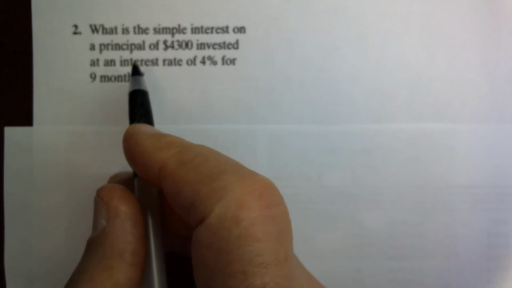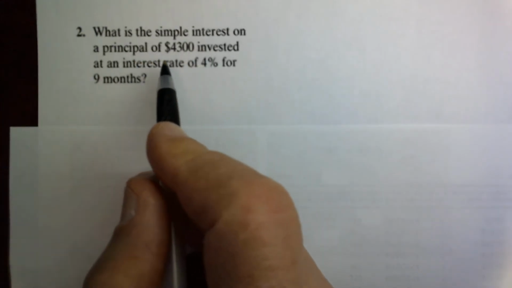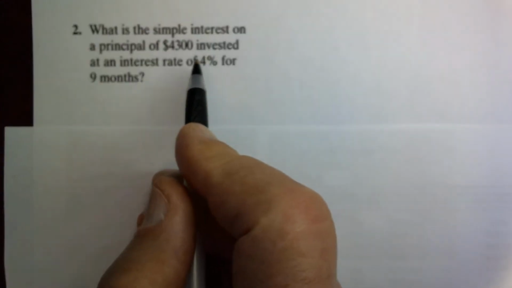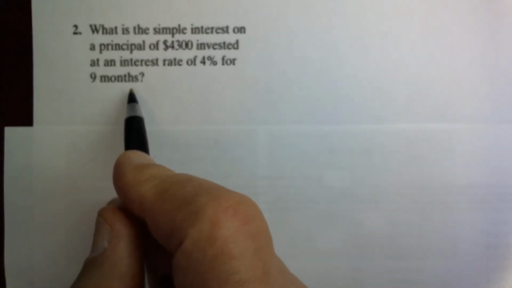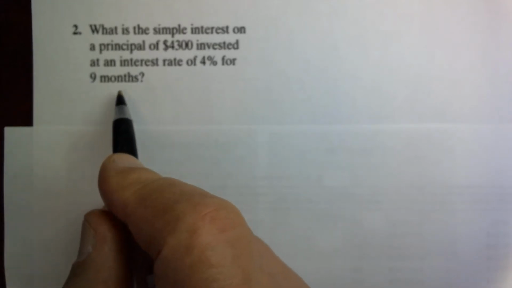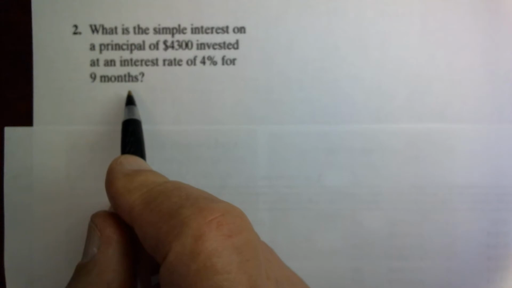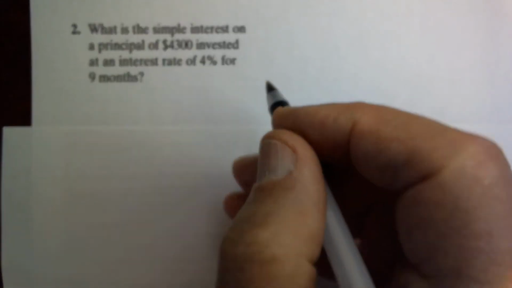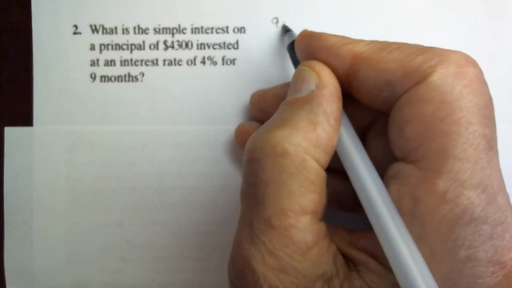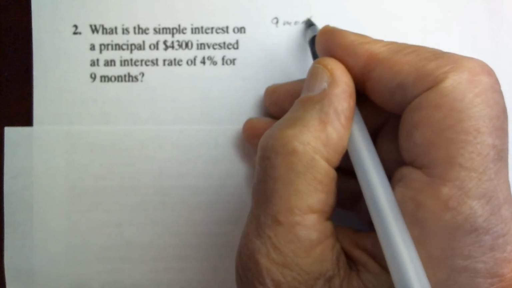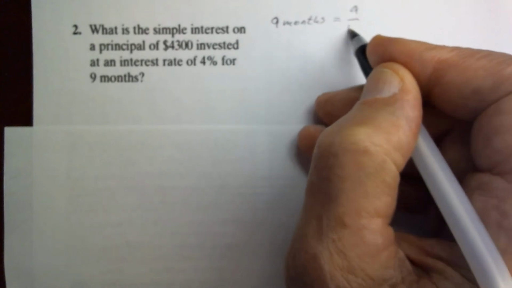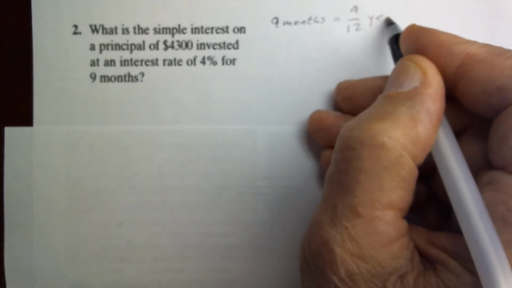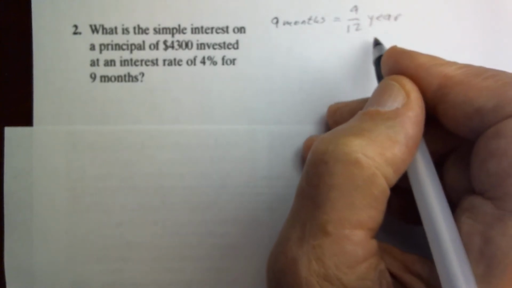Exercise 2 is very similar. What is the simple interest on the principal amount of $4,300 invested at interest rate of 4% for 9 months? So the only thing that's different about this exercise is that the time is given in months instead of years. Now, 9 months is equal to 9/12 of a year, because 1 year has 12 months.